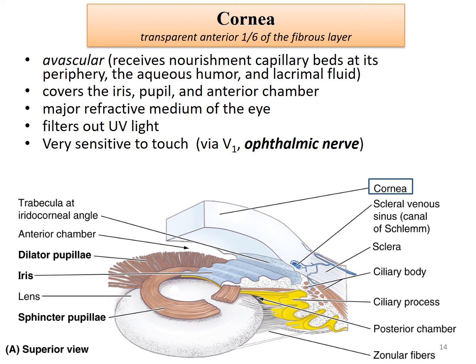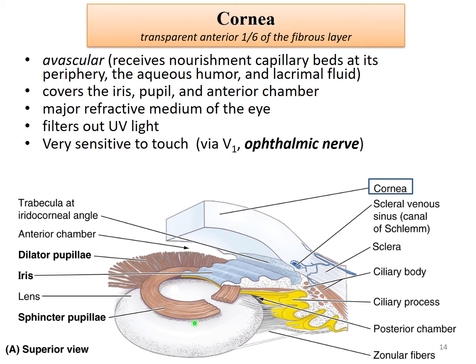Cornea. The cornea itself is actually avascular, and it is transparent so that we can actually see, right? It does, however, receive its nourishment from capillary beds at its periphery, from aqueous humor, which is deep to it, and lacrimal fluid on the outside. It covers your iris and your pupil and the anterior chamber, which is going to be right here. Yeah, the cornea is actually the major refractive medium of the eye.